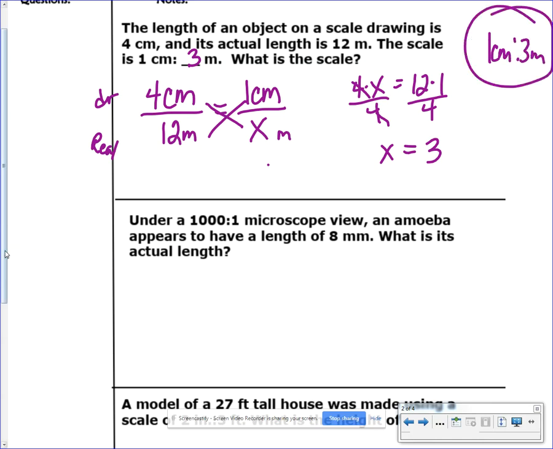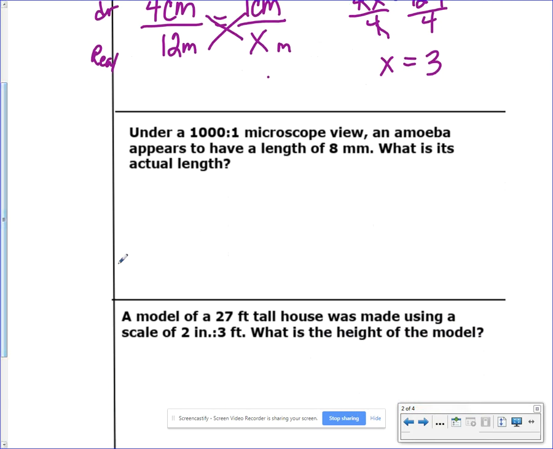Boom. Ooh, here's a good one that's kind of going in the other direction. Think of in science class when you look at things under a microscope. It says under a 1,000 to 1 microscope view. 1,000 to 1. I'm going to write my first ratio on the left side this way.